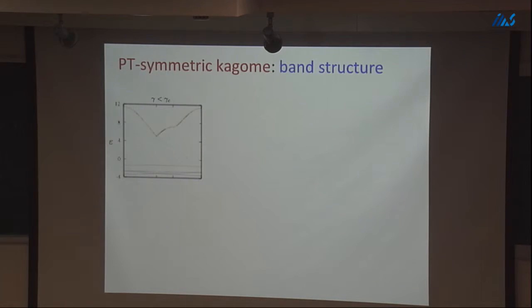Now, if gamma is below a critical value, you are in a PT-symmetric phase, and you get that. And exactly at gamma equal to gamma c, the structure remains more or less similar, except these flat bands come down. The gap between the two flat bands goes down.